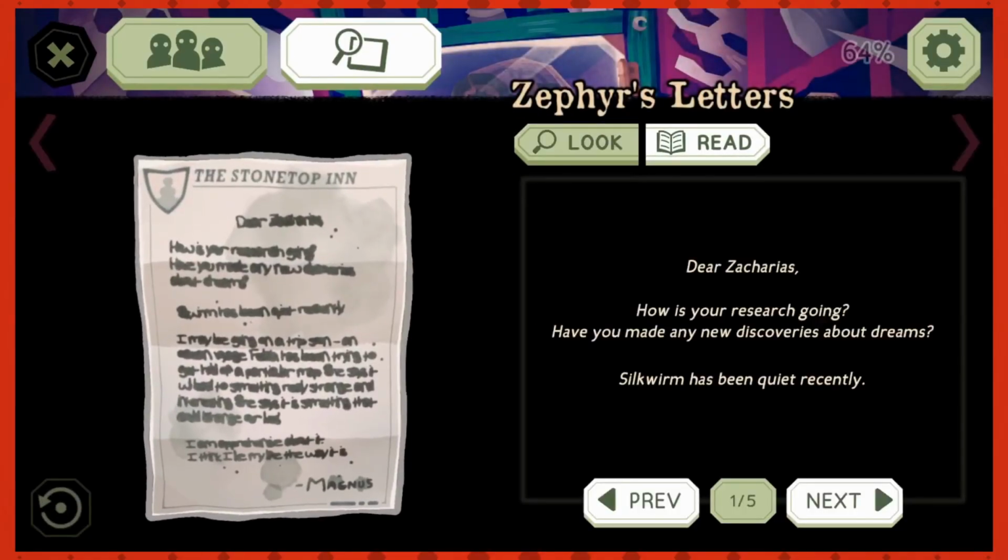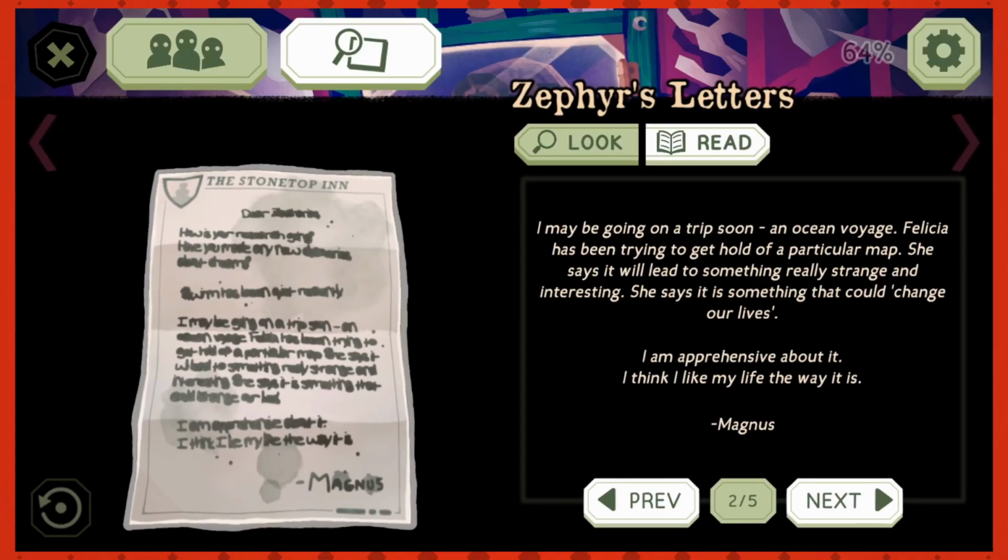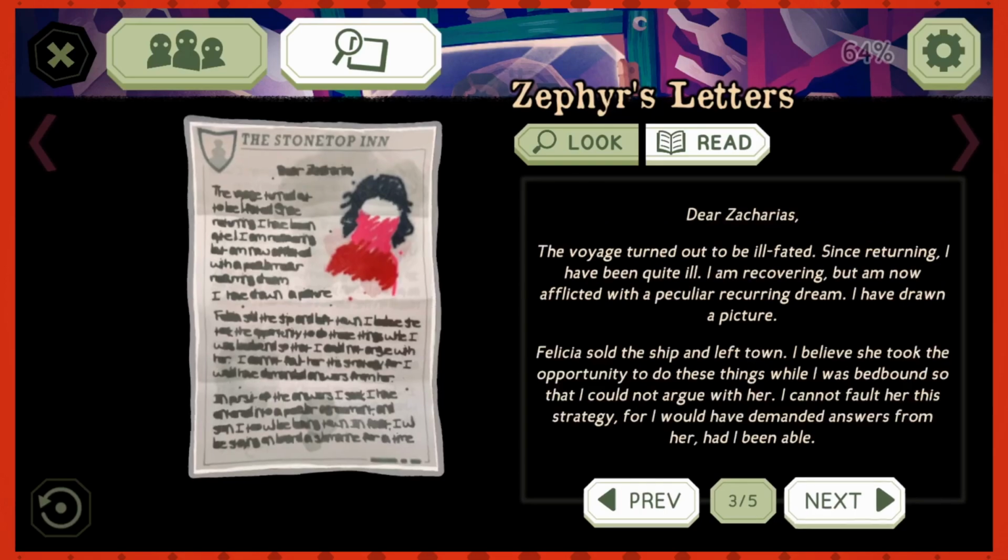Let's read. Dear Zacharias, how is your research going? Have you made any new discoveries about dreams? Silkworm has been quiet lately. I may be going on a trip soon, an ocean voyage. Felicia has been trying to get hold of a particular map. She says it will lead to something really strange and interesting. She said it is something that could change our lives. I'm apprehensive about it. I think I like my life the way it is.